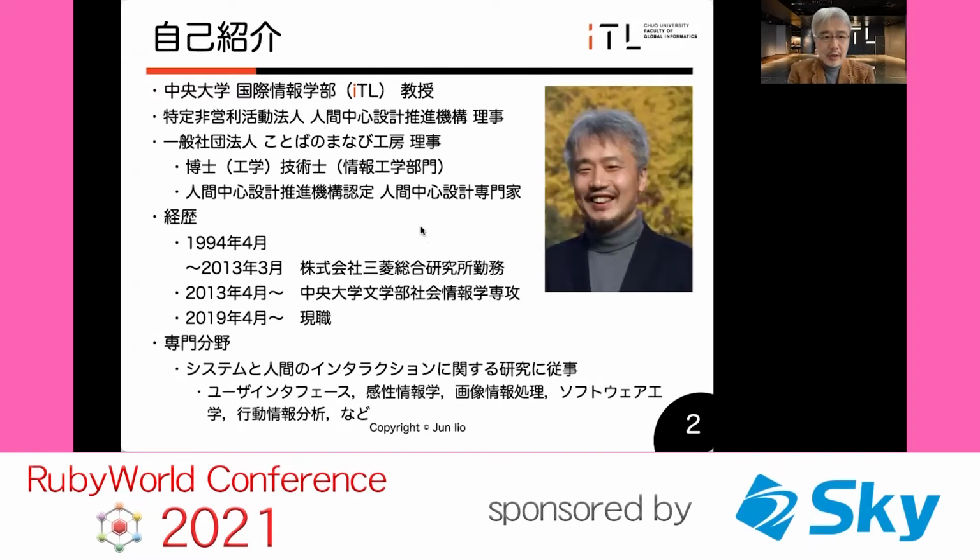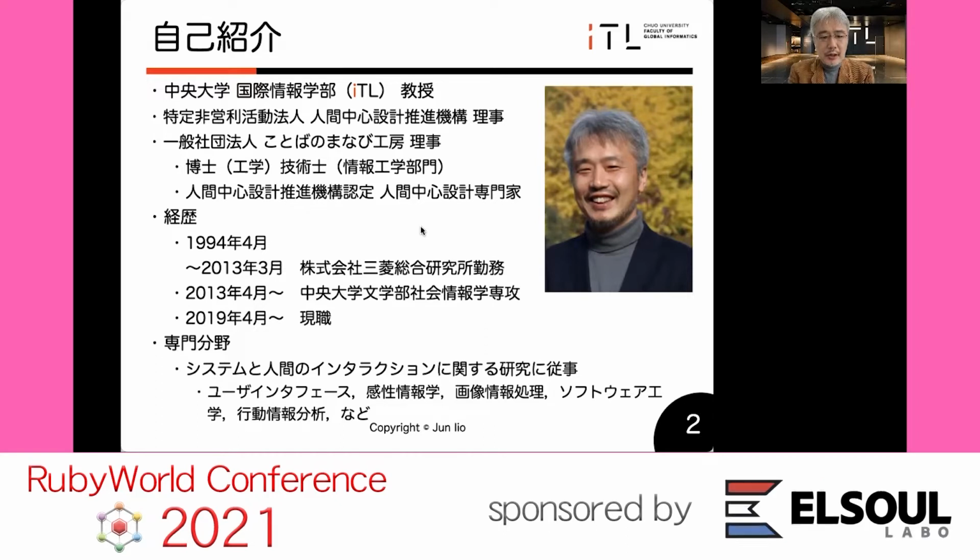I am a professor in the ITL, the International Information Department at Chuo University. I worked before at Mitsubishi Research Institute for 9 years before I came to Chuo University. 3 years ago, I joined the ITL, which is a new department. Before, I was in the Department of Social Information, but I moved to this newly made department. I am specialized in the interaction between systems, computers and humans.